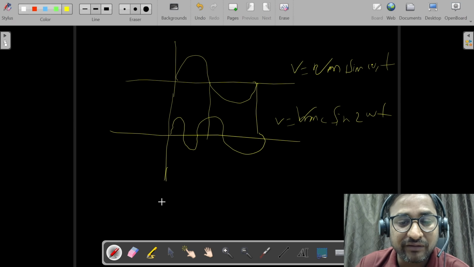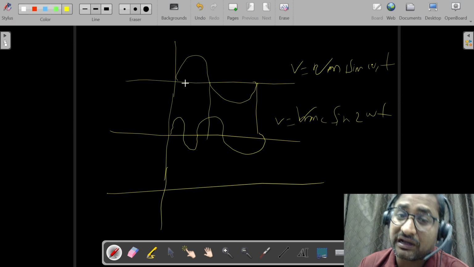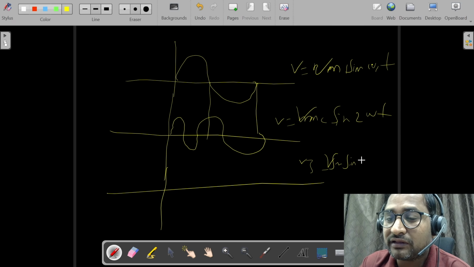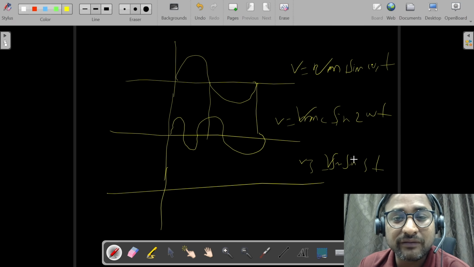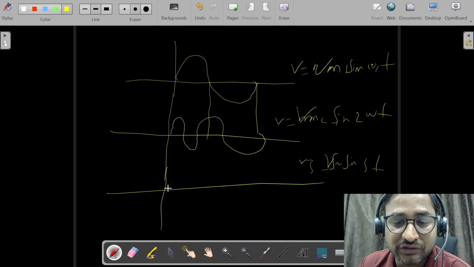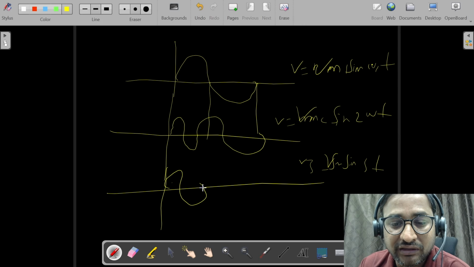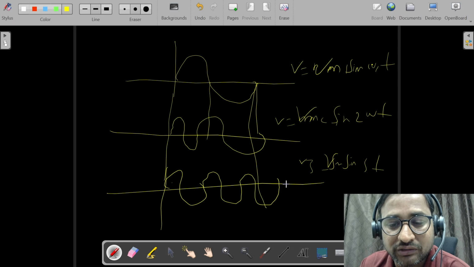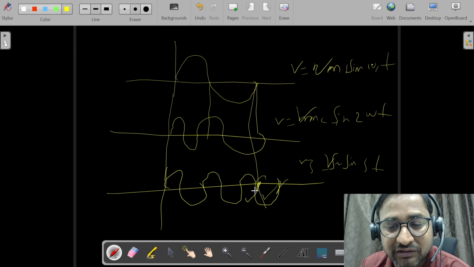In a similar way, if I want to draw vm3 sine 3 omega t, in one cycle of this fundamental, there are three cycles produced, 1, 2, 3. By this the cycle will be ending.